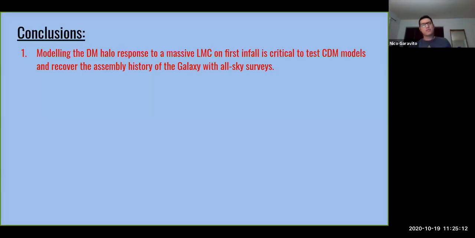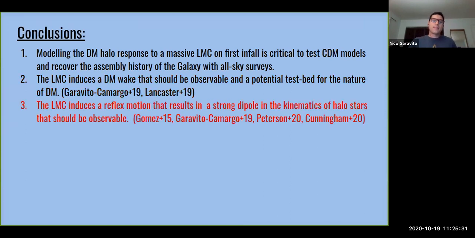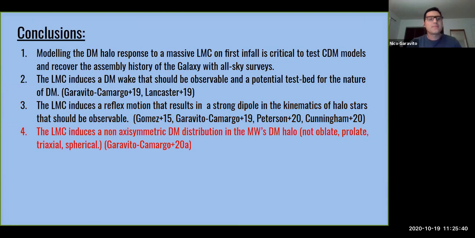Okay, so finally, to my conclusions. Modeling the dark matter halo response to a massive LMC on first infall is critical to test cold dark matter models and recover the assembly history of the galaxy with all the sky surveys. The LMC induces a dark matter wake that should be observable and is a potential testbed for the nature of dark matter. The LMC also induces the reflex motion that results in a strong dipole in the kinematics of halo stars that should be observable. The LMC induces a non-symmetric dark matter distribution in the Milky Way dark matter halo, and that is not oblate, prolate, or triaxial.